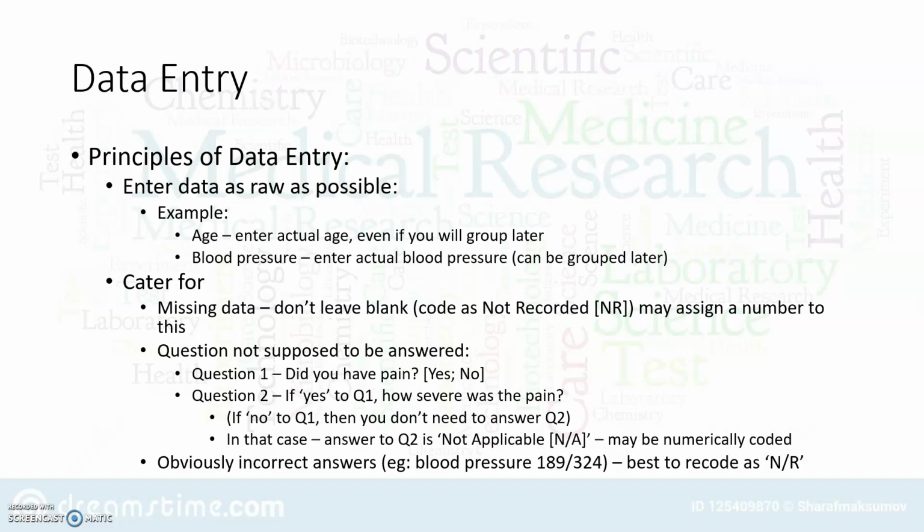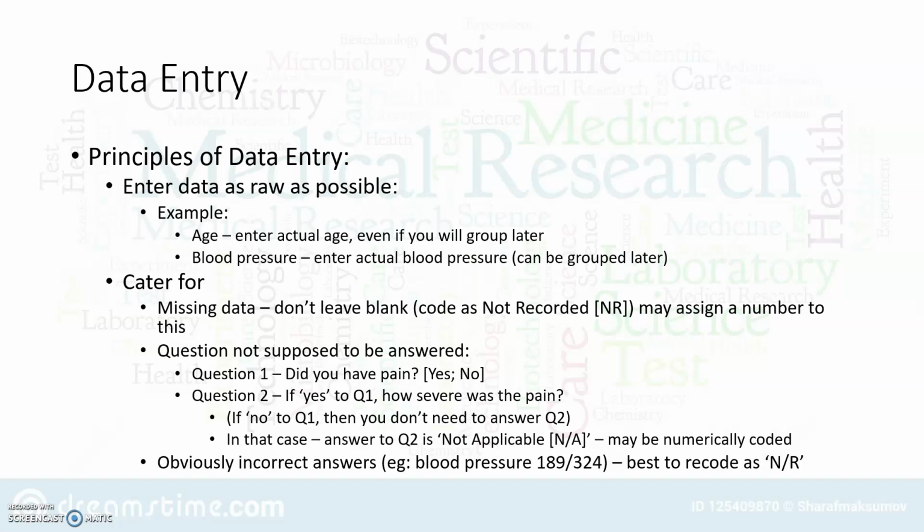But remember, sometimes questions are not supposed to be answered. So for example, if you have a question asking, do you have pain? The answer may be yes or no. And then you have a follow-up question. If yes, how severe was the pain? Now, you only want the people who said yes to answer question 2. So if that is just left blank, then you're going to get misleading readings, because does blank mean the patient didn't want to answer, or does blank mean that the patient answered no and therefore should not have answered? So you need to think about how you code for all of this. For example, putting in a code for not applicable.